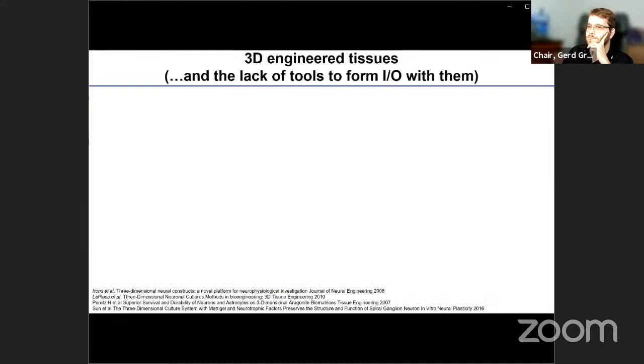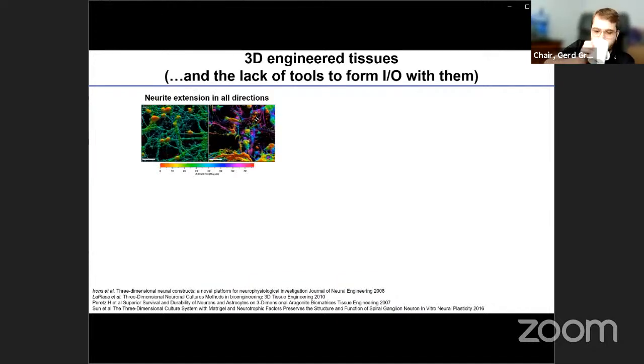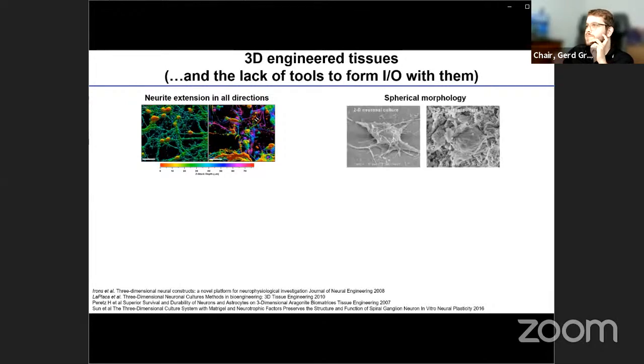The first topic of today is three-dimensional engineered tissues and actually the lack of tools to form IO with them. So how come three-dimensional tissues are important? There's extensive literature that indicates that cells cultured in 3D exhibit in vivo-like phenomena, such as neurite extension that is extended essentially in 3D versus 2D. The cell shapes do represent in vivo-like topology rather than flat and spread out as they are on a surface.